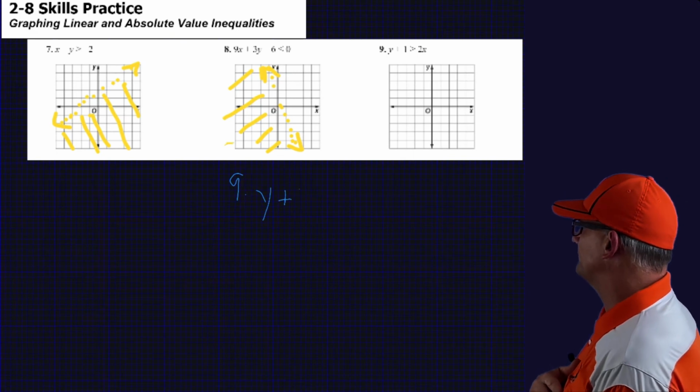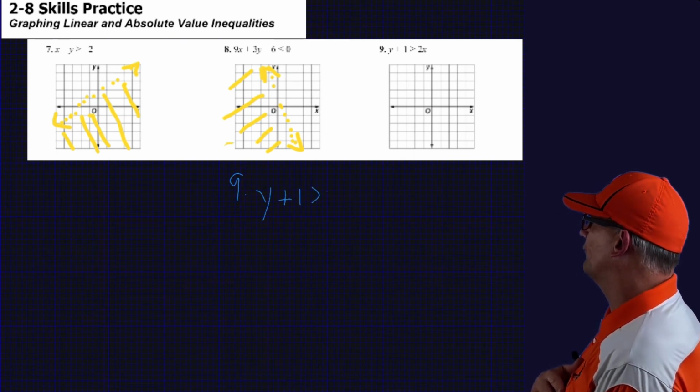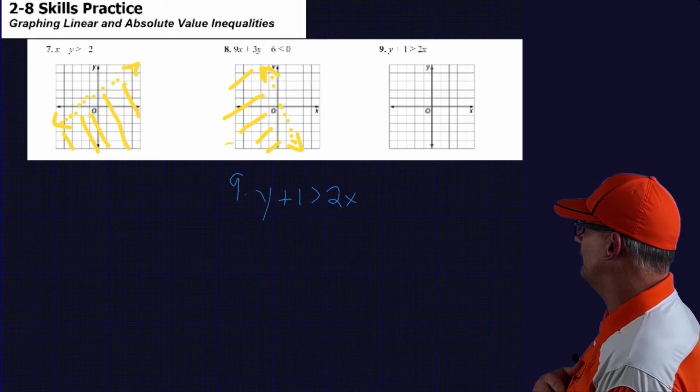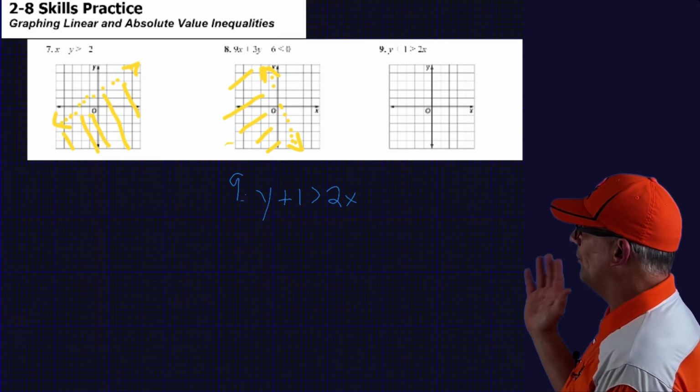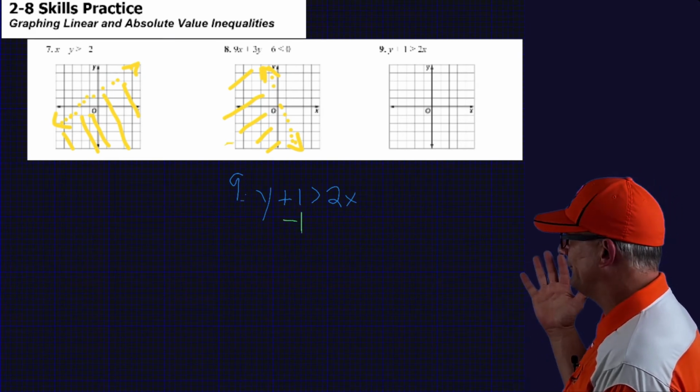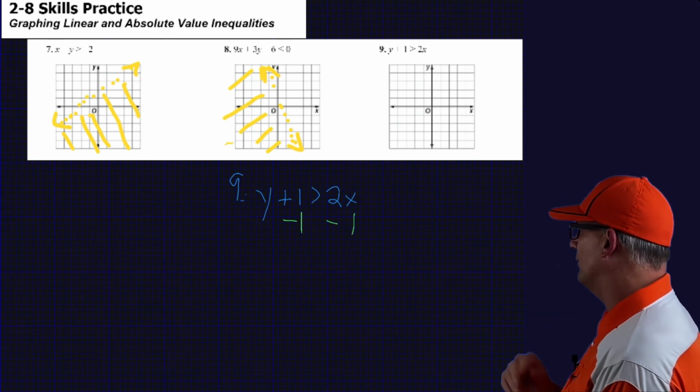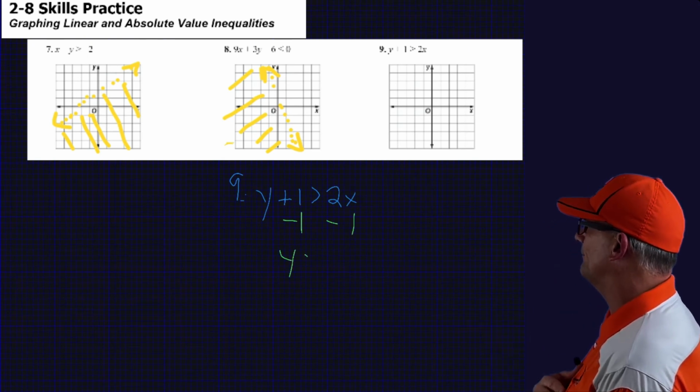All right, number 9. Looks like we're going to have to transform this into slope-intercept, right? Can't do it the way it is. So we want y by itself. So the simple thing to do here is what? Subtract 1 from both sides, and now it's slope-intercept.